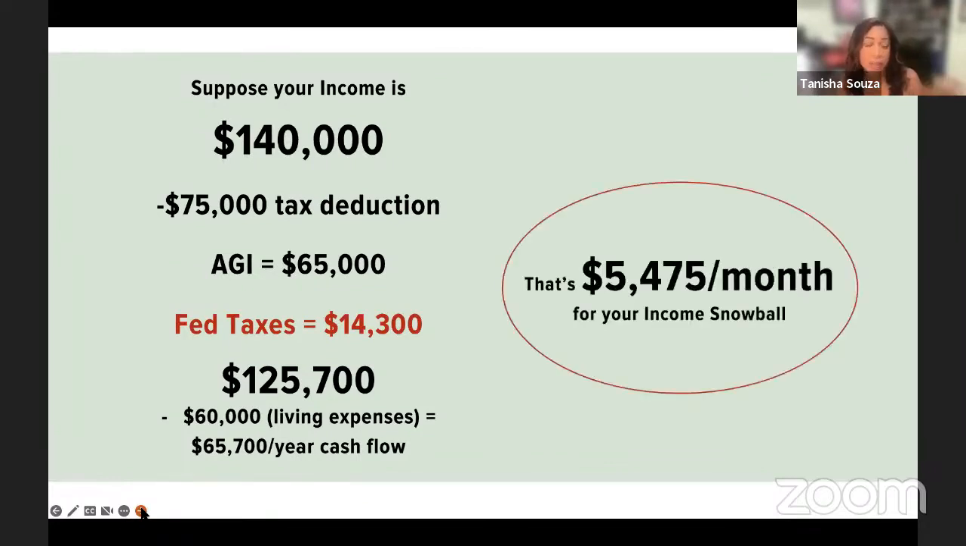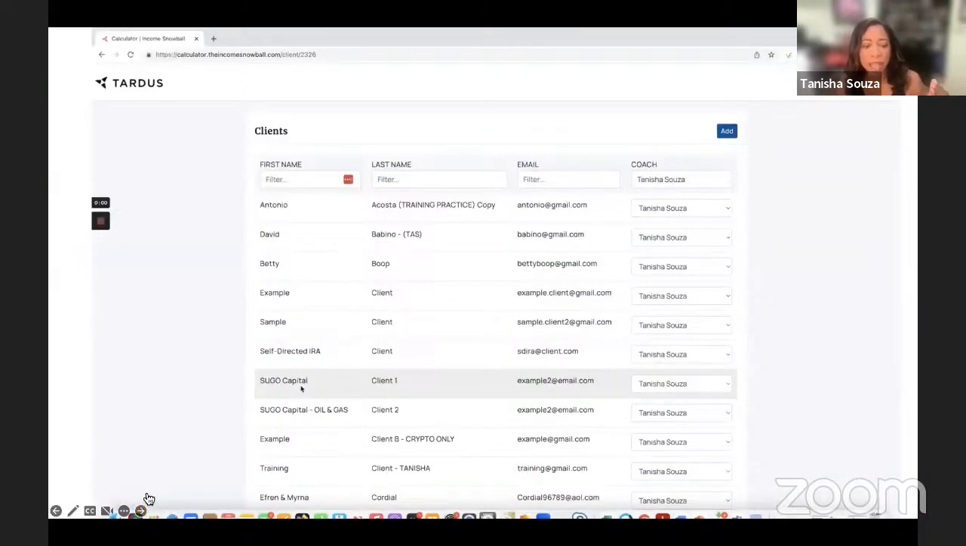Okay, that is $5,475 per month for your income snowball. That's a huge difference. $39.16 versus $54.75. And I'm going to show you the difference in the tax. And then when you add in the cash flow from the investment, it even gets better. So I'm going to show you the first example, and I might have to pause this video as we go through.